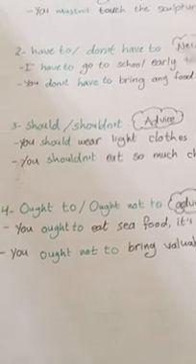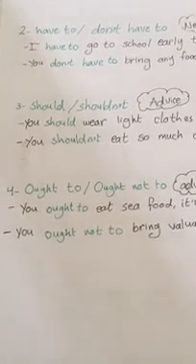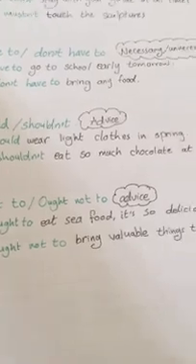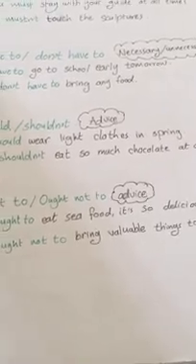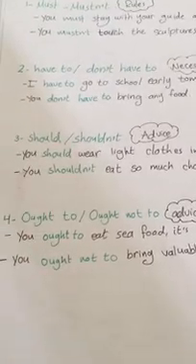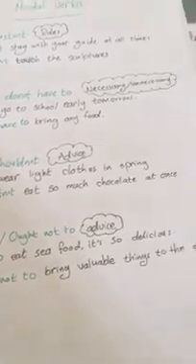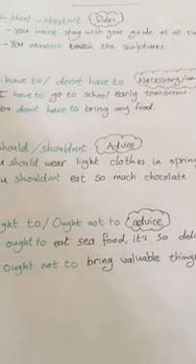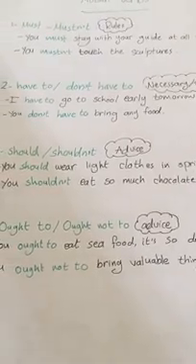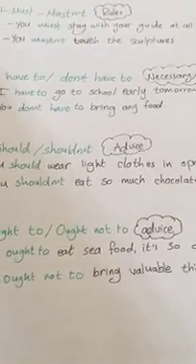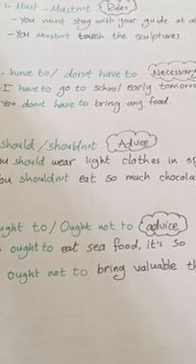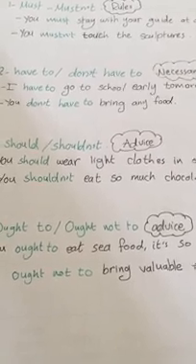Or opinions. The last two examples, you ought to eat seafood. It's so delicious. It's my opinion for you. Or the last one, you ought not to bring valuable things to this school. Again, it is my advice for you. You have the choice to do or not, or to follow or not to follow this advice.